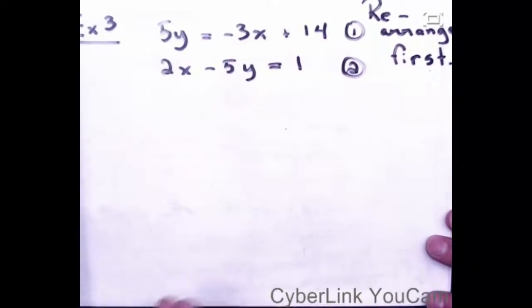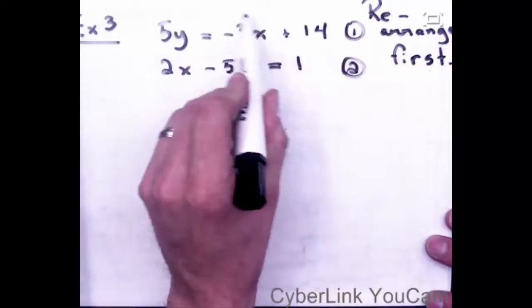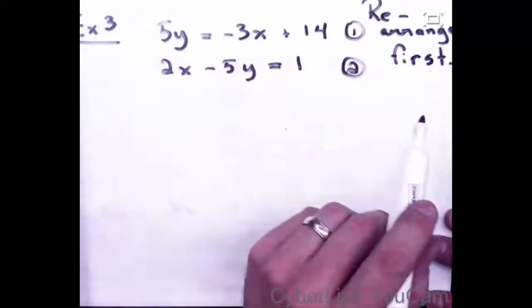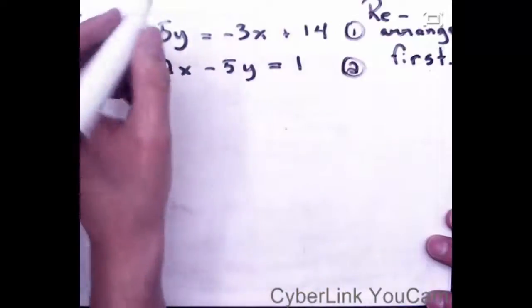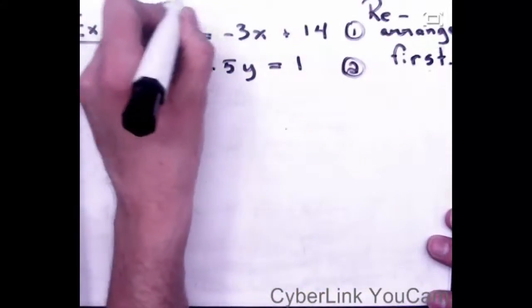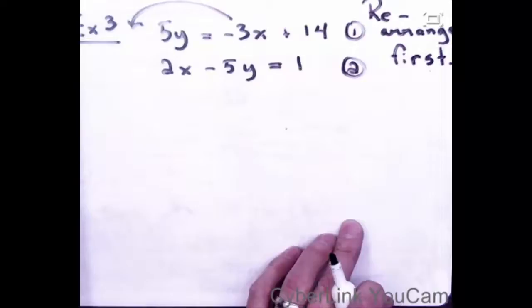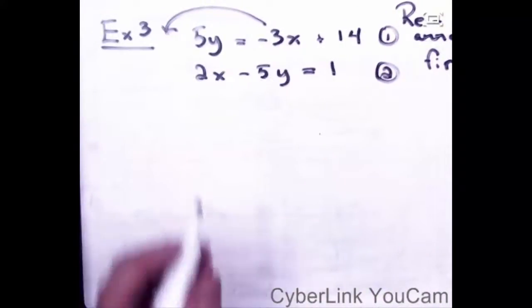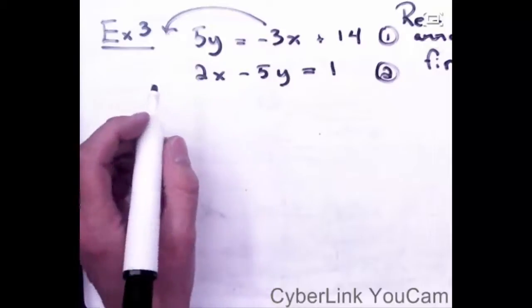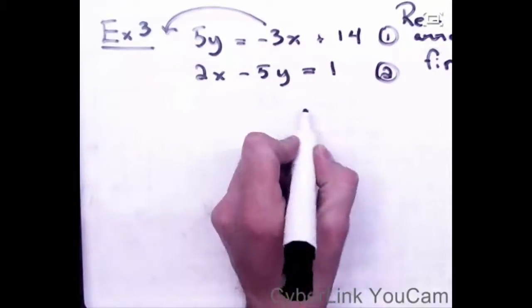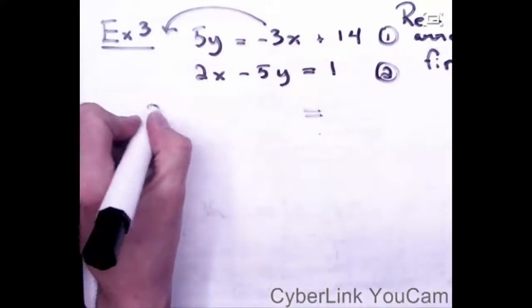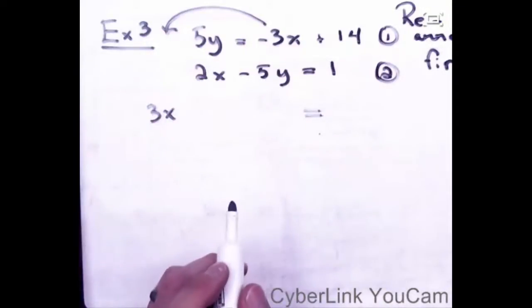Okay. Basically, I just see that the negative 3x is in the wrong spot. So I'm going to rearrange, and I'm going to send him over to the left side. And it's going to give me a new number 1. I'm going to write it below here. So here we go. If I send minus 3x over, it becomes 3x, and it's positive.